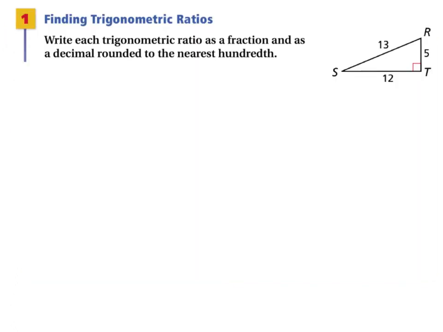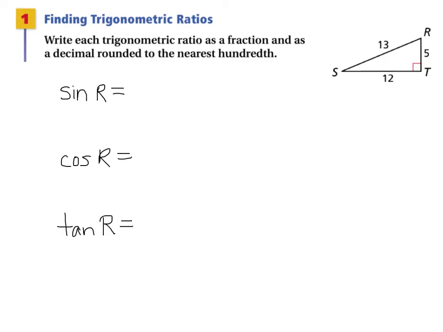Now looking at example 1, we're going to find the trigonometric ratios. We're going to write each trig ratio as a fraction and as a decimal rounded to the nearest hundredth. Now in this problem, I'm just going to look at this. We're going to write all three trig ratios, sine, cosine, and tangent, for each angle. So when we start this, let's start with angle R.